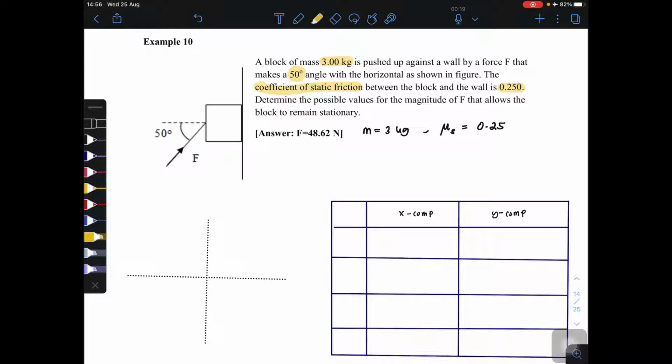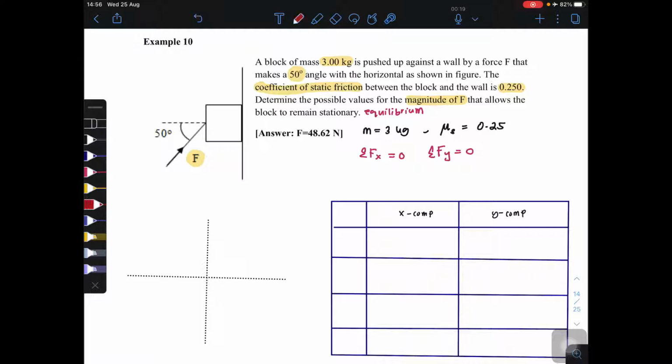And then the question asks what is the magnitude of F. So we want to find the value for F, under the condition that the block remains stationary. Remain stationary is the same thing as equilibrium, which means the sum of Fx must be equal to 0, and also the sum of Fy is equal to 0. Okay, so first thing, we need to identify what are the forces acting on this block.